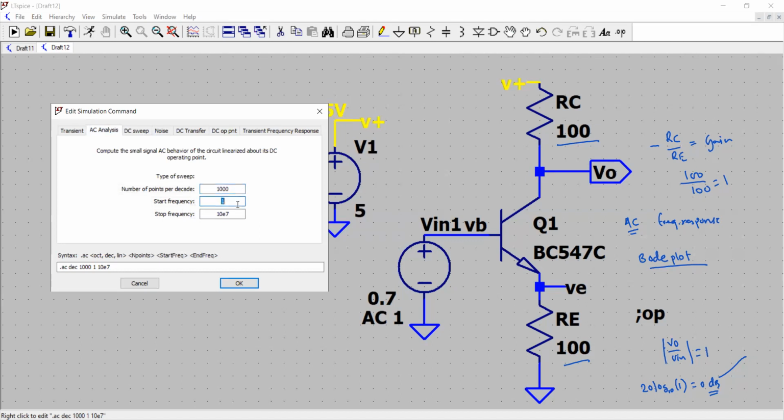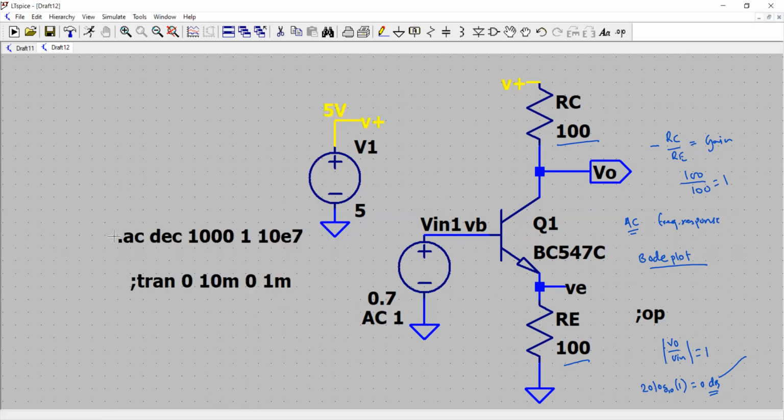Then I selected the number of points per decade to be 1000. I will start with the frequency 1 and the stop frequency is about 100 mega. So we'll click OK, and that's how this syntax right here came. Then once that is done, I am all set to run the analysis.